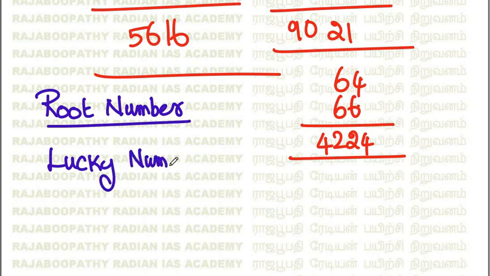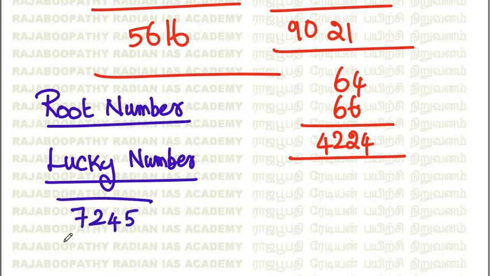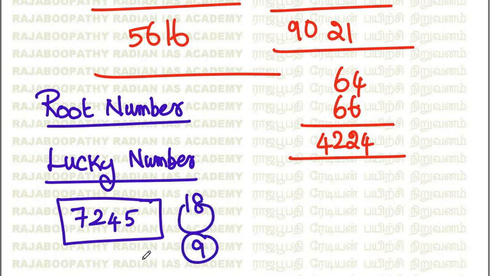How will you find the lucky number for your car number or your vehicle number? Suppose the two-wheeler number is 7245. What is the lucky number? The lucky number means add up the digits. 7 plus 2 plus 4 plus 5. So what is the value? This is 18. Then again add 1 plus 8, 9. So therefore, this is the root number of 7245.